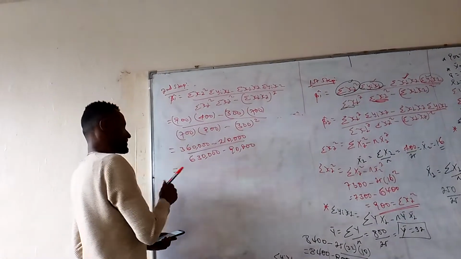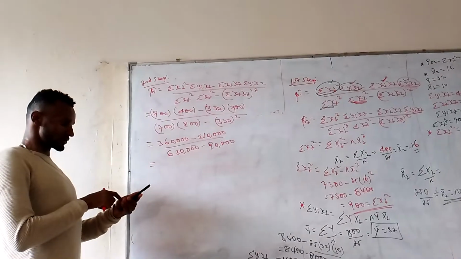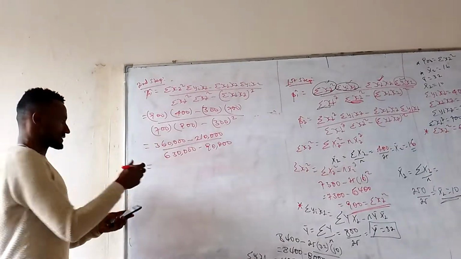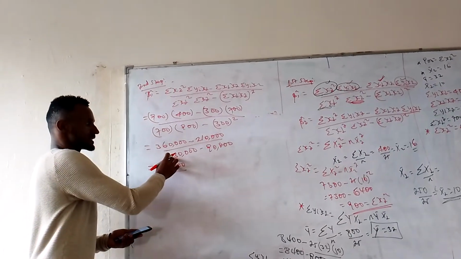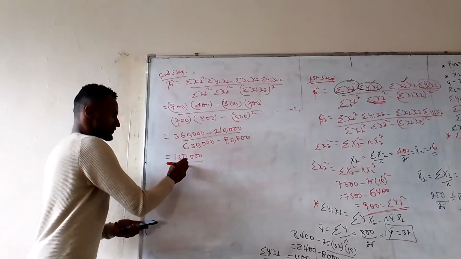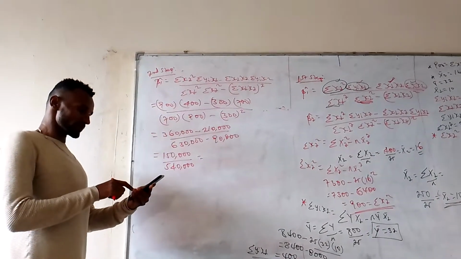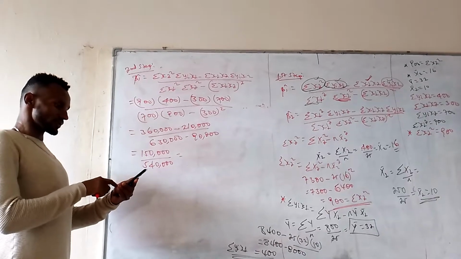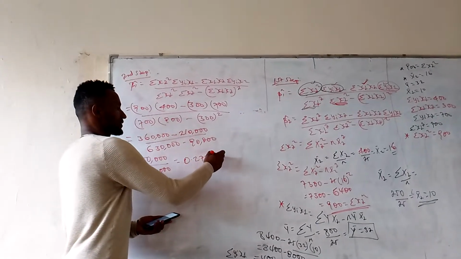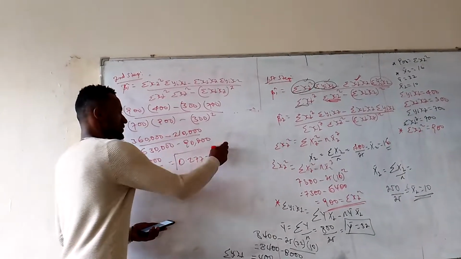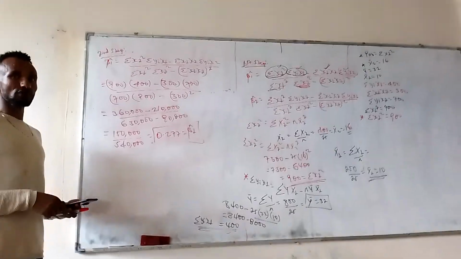So let me take the ratio of these two terms. 150000 divided by the difference between 630000 and 90000, which is 540000. So the value of this will be 0.277, which equals the value of the first parameter that we call beta 1. This is our final result for the first parameter, beta 1.